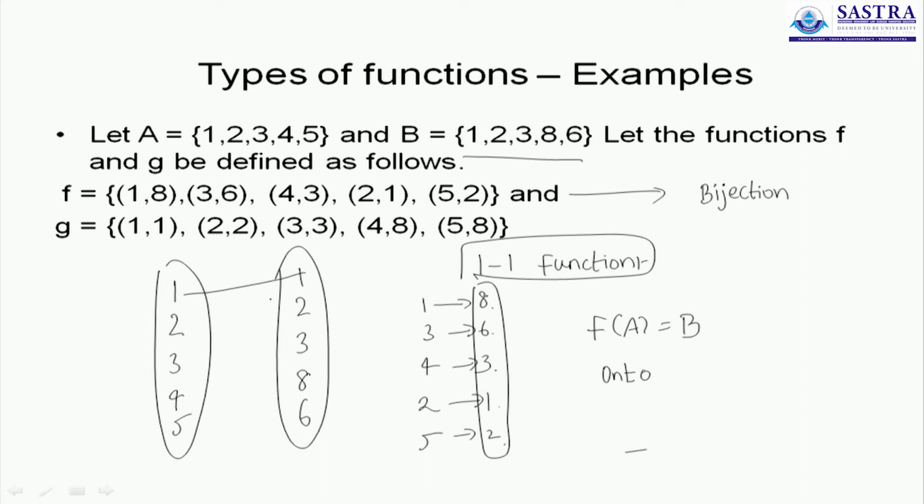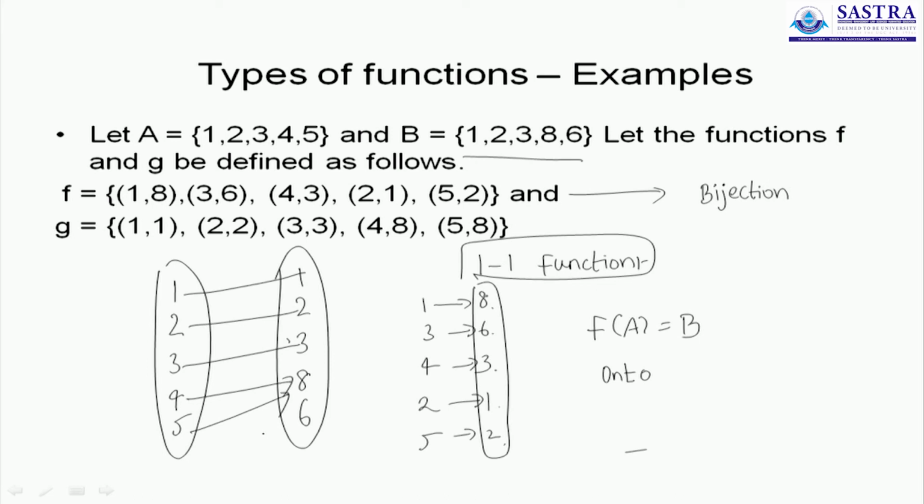g maps 1 with 1, 2 with 2, 3 with 3. But can we call it an identity function? Of course you cannot. 4 doesn't get mapped to 4. 4 gets mapped to 8. So since 4 is not mapped to itself, we cannot call it an identity mapping. 5 is also mapped to 8.